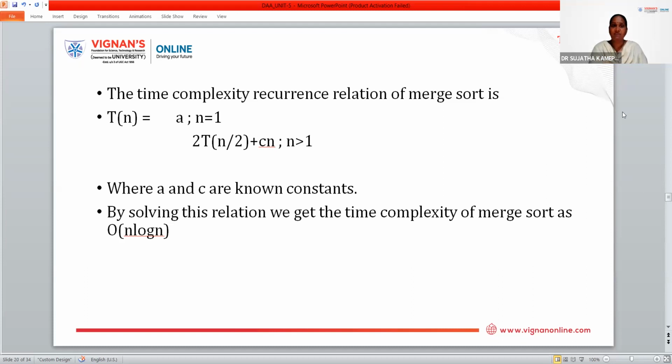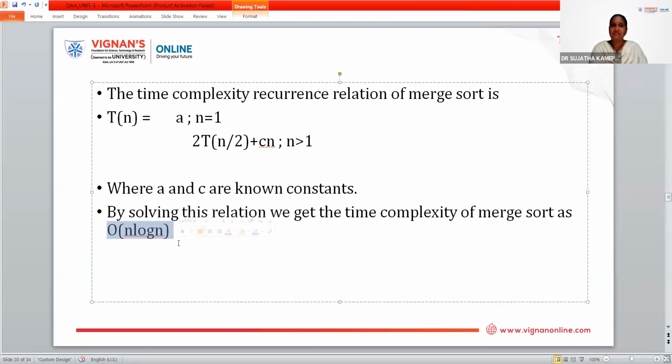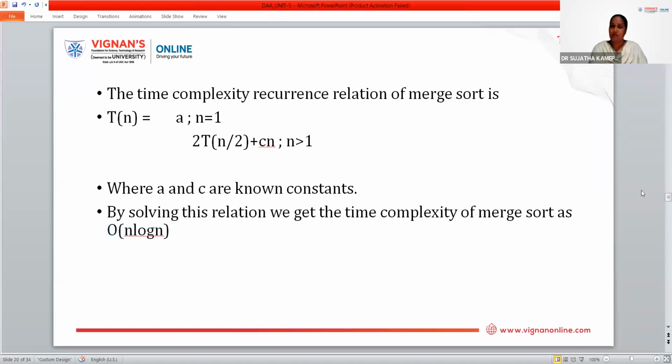Now here, by solving this recurrence relation, either by following the substitution method or by following the Master's theorem, we will get the time complexity as big O of n log n. So I hope that you all understood the merge sort problem and its procedure to solve. Thank you for listening.